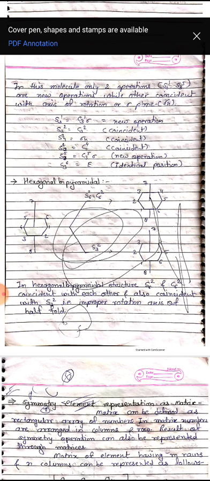In this molecule, only two operations, S31 and S35, are new operations, while the others are coincident with the axis of rotation, that is the axis of symmetry, and the plane of symmetry, that is sigma h. So S13, it is S31 sigma, a new operation. S32 is actually C32, coincident. S93 sigma h, coincident with each other.